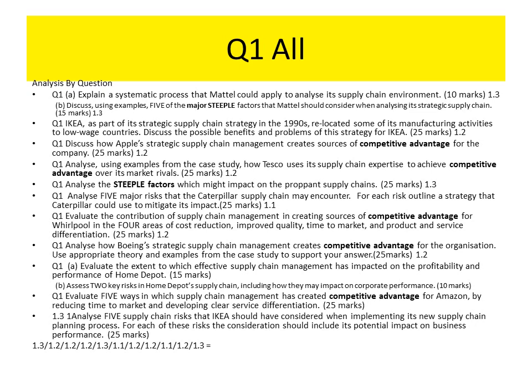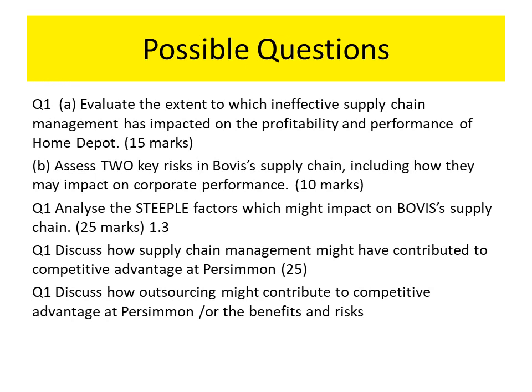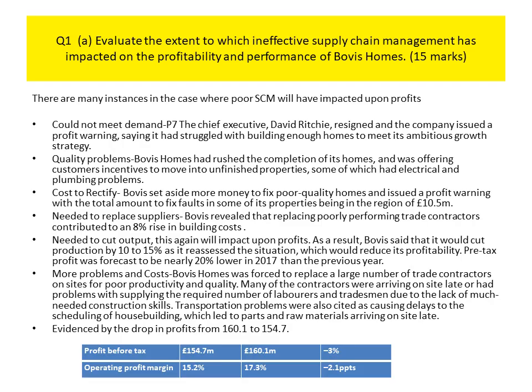A very popular question. So possible questions: evaluate the extent to which supply chain management has impacted upon profitability at, well, of course it wouldn't be Home Depot, it would be at Bovis. 2 key risks in Bovis' supply chain: STEEPLE, supply chain management and competitive advantage, and how outsourcing might contribute to competitive advantage. So there, 3, 4 possible questions. I've sketched out a rough solution to one of them here. This is all the details in the case study of how the supply chain has caused problems which have impacted upon profits.